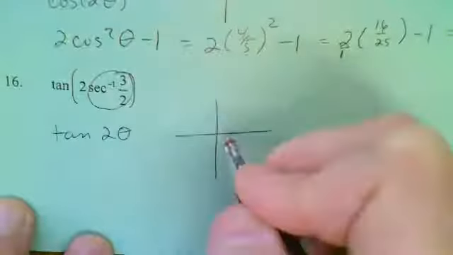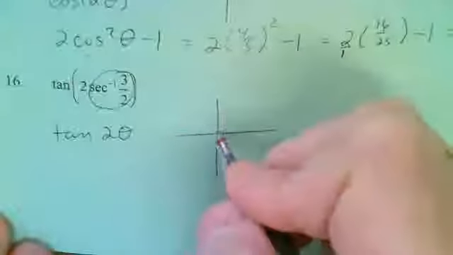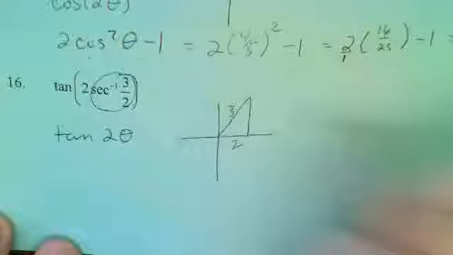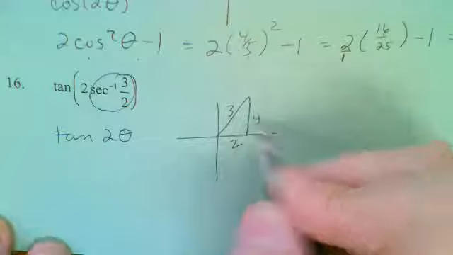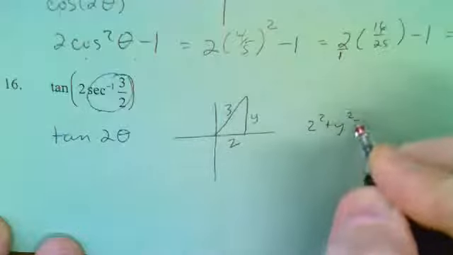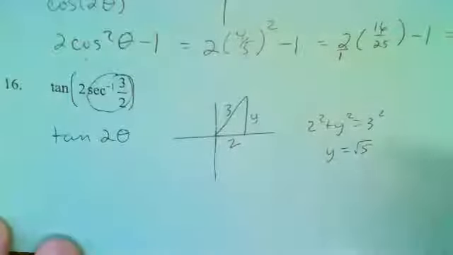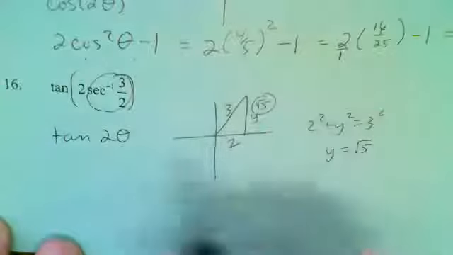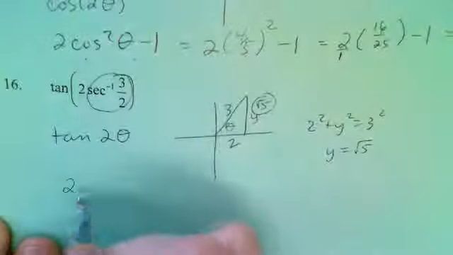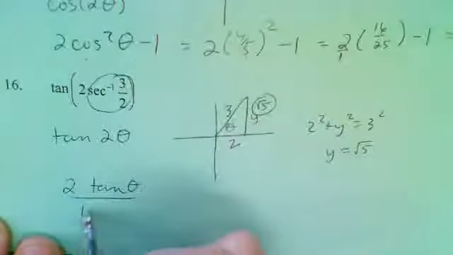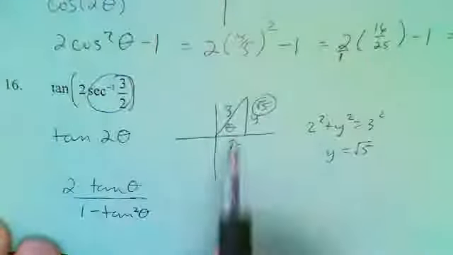So when I draw the picture of theta, inverse secant is 3/2, which means inverse cosine is 2/3. So x is 2, r is 3, because the cosine is 2/3. This is one that isn't quite as easy. I need to take 2 squared plus y squared equals 3 squared. 9 minus 4 is 5, so y is square root of 5. And so this is saying take the tangent of 2 theta. So my formula for tangent of 2 theta is 2 tan theta over 1 minus the tangent squared of theta. That's the formula for tangent of 2 theta. So there's my picture of theta.